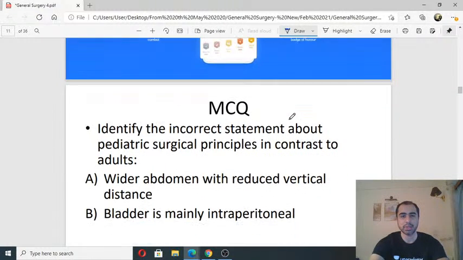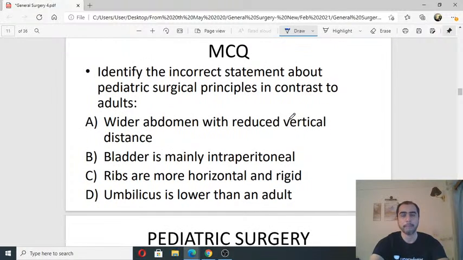Let's begin with something basic in pediatrics. I am asking you to identify the incorrect statement. Okay, identify the incorrect statement about pediatric surgical principles in contrast to adults.